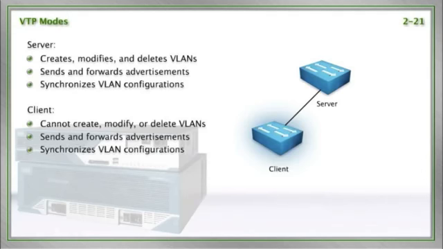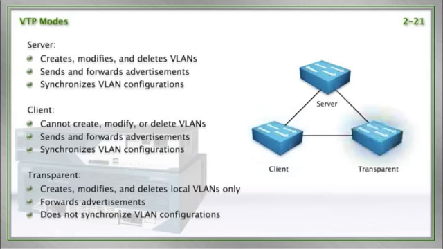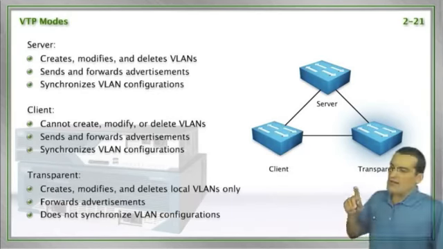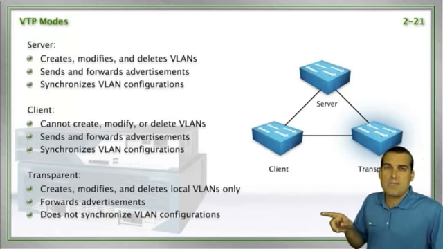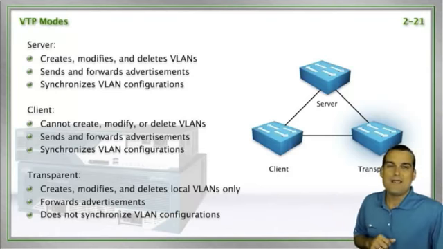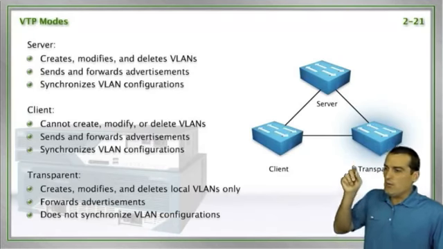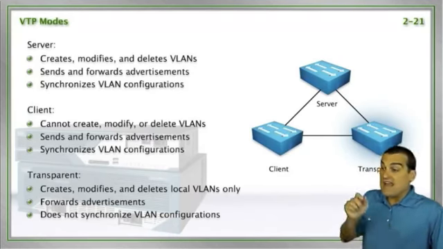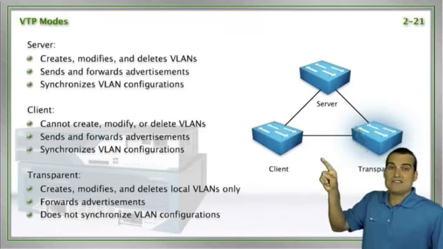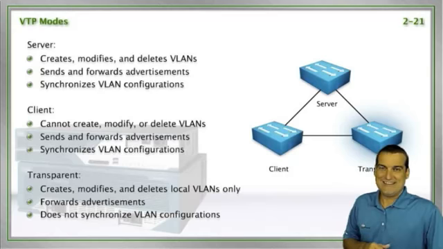Now here's where the trouble comes in for students. The trouble comes in on a third mode that Cisco created called transparent. Here's the deal with a transparent device. It's like a server in that you can go ahead and create and modify and delete VLANs on it. But guess what? All that information is going to stay local. It will ignore updates from the server. It will pass them through to clients, but it won't do anything with the updates. The transparent device is very stubborn. It'll just look at its own VLAN database and not sync to a server's. Pretty interesting.